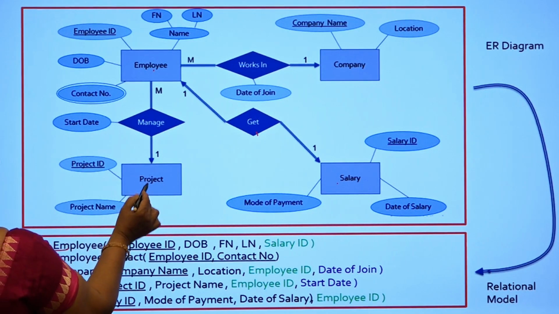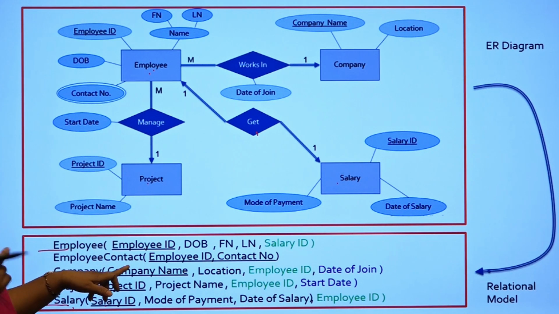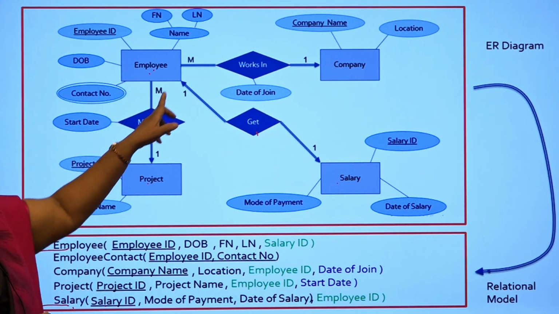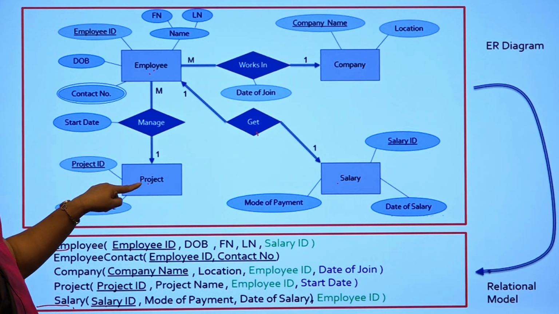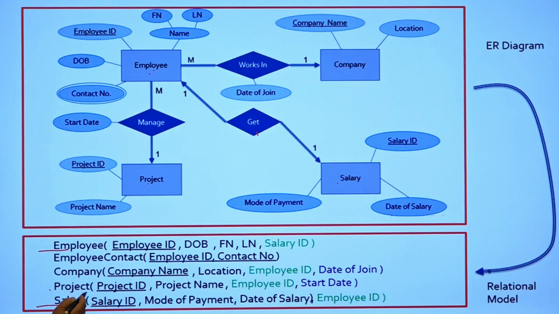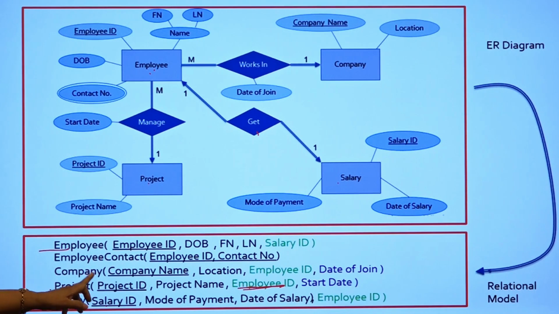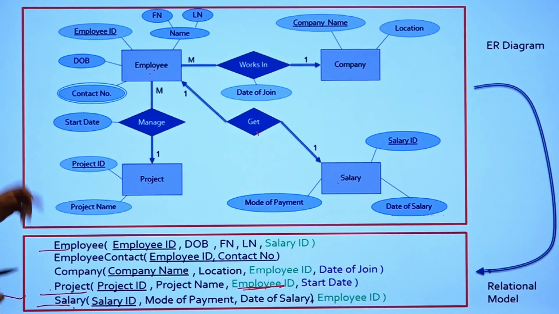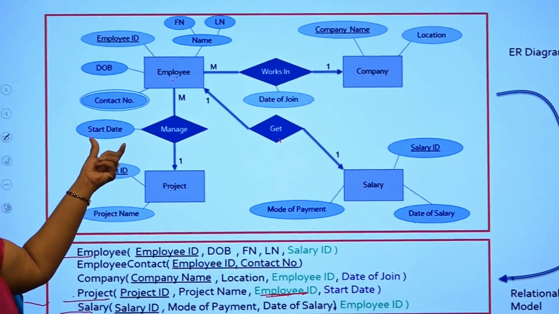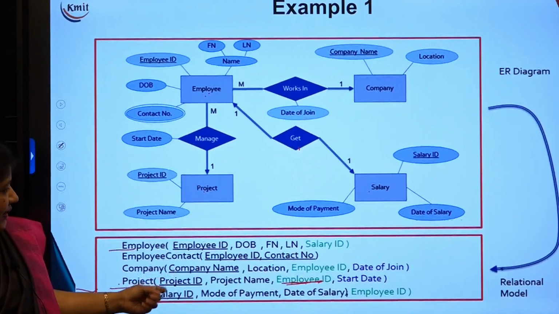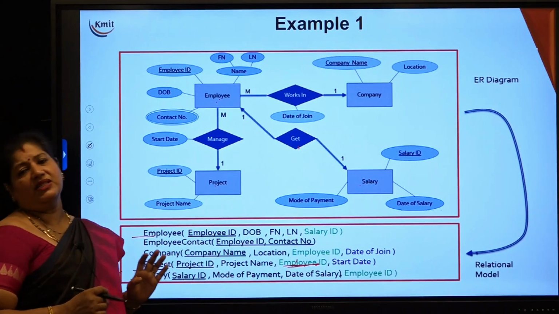Look at this, project and employee, a one to many relationship. In this case, as we discussed earlier, the many side is employee. The primary key employee ID will become the foreign key in project. If you see here, in project, the employee ID has become the foreign key. And here this particular relationship is included, the attribute of the relationship goes into the single side. So, project is the single side entity, so that takes this particular start date.